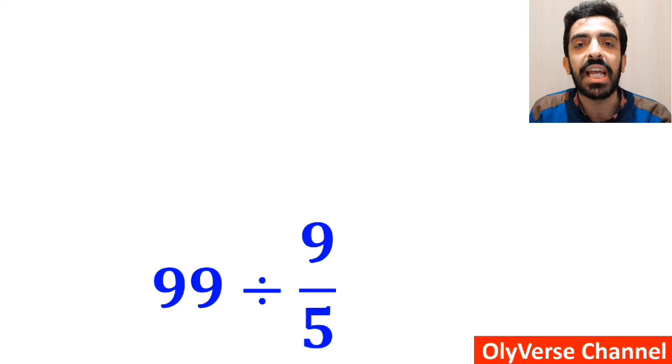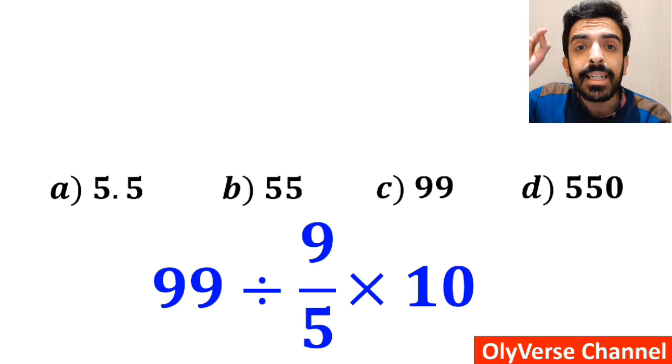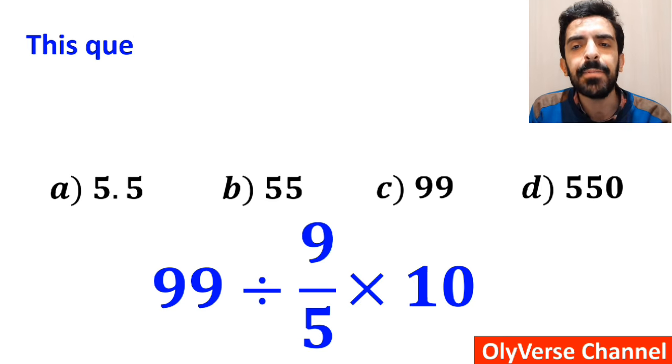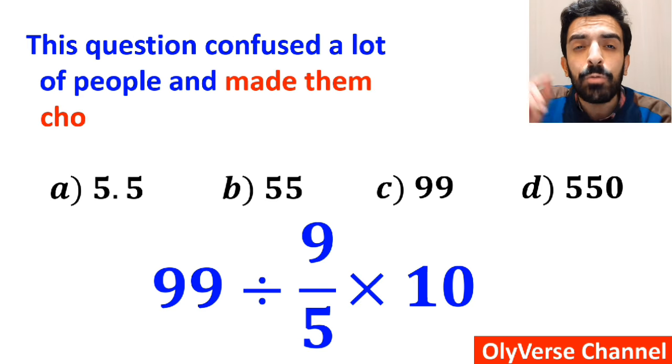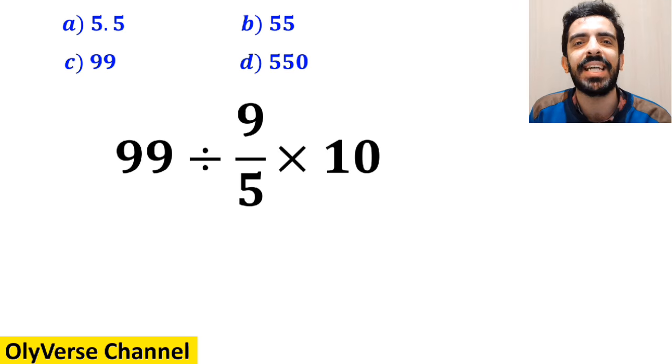What is the value of the expression 99 divided by 9/5 multiplied by 10? Which option do you think is the correct answer to this question? This expression confused a lot of people and made them choose the wrong option. Let's take a closer look and solve it together.